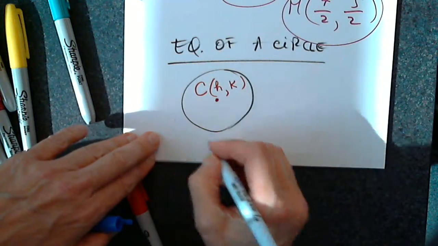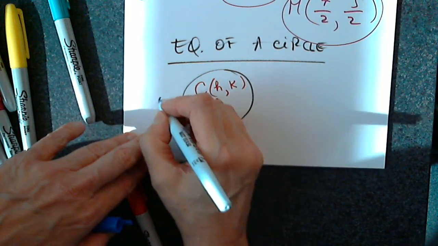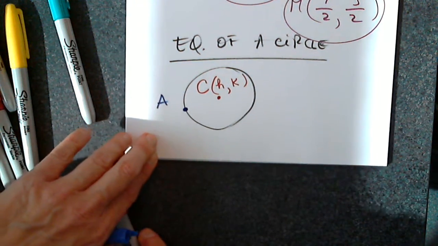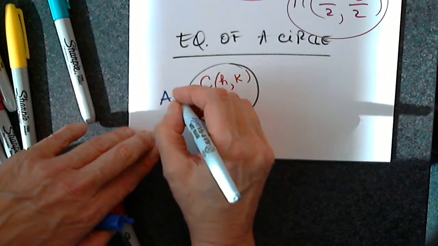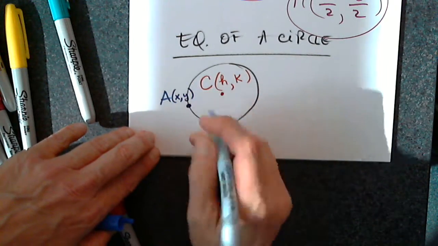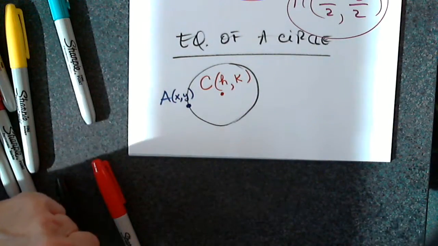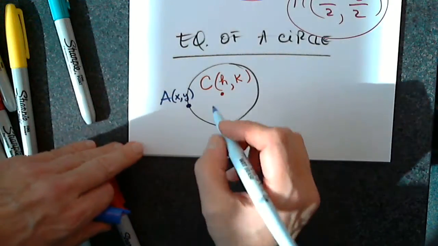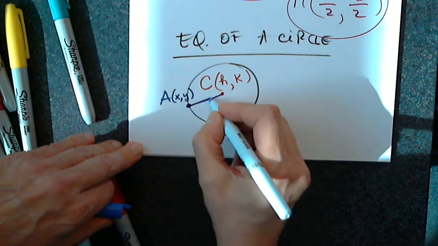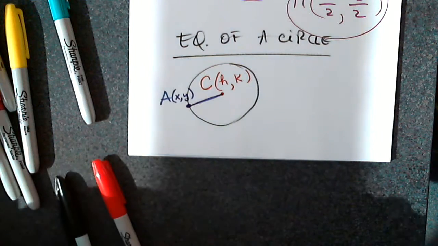Okay, let's say we have a point on the circle. I'm going to denote it by A. Anywhere on the circle, I'm going to say the coordinates are x comma y. It has to have an x, it has to have a y. I'm going to connect these two. And what is the measure of AC?